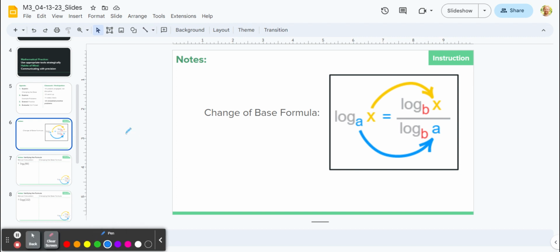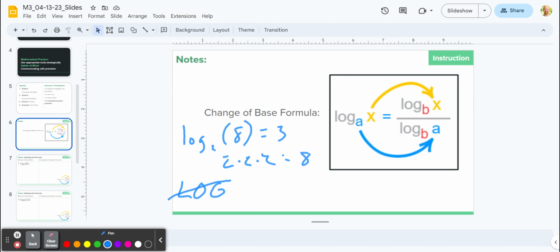If you think back, if I gave you the log base 2 of 8, we could calculate that manually and think, all right, 2 times 2 times 2 equals 8, and that would make the logarithm equal to 3. But if we were to try to do that with a calculator, we'd notice that that log button doesn't allow us to input the base, and so we wouldn't be able to actually calculate that with the log button.